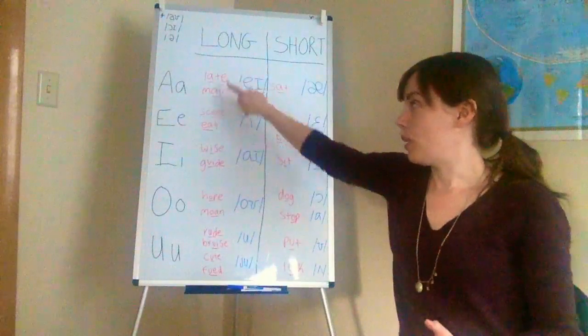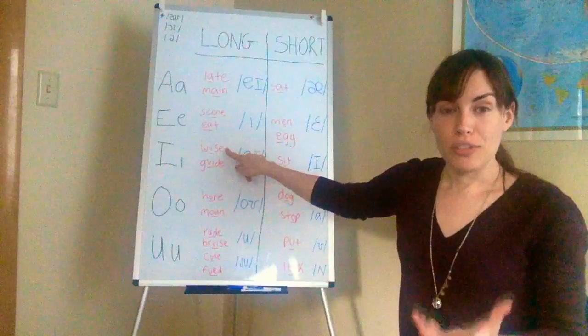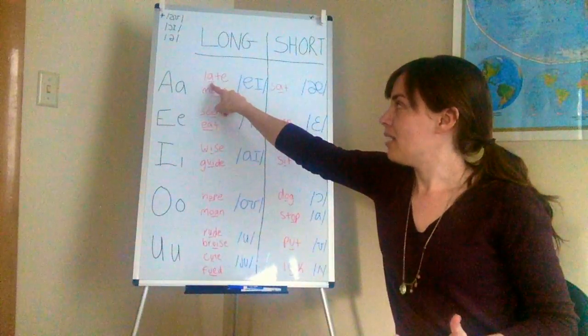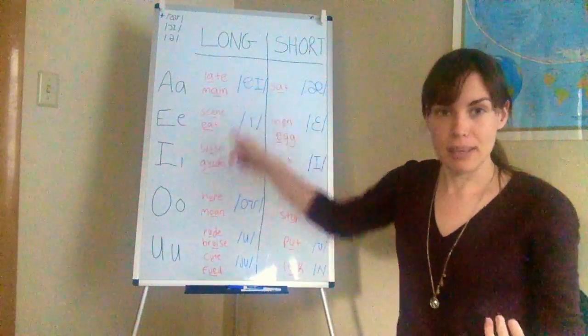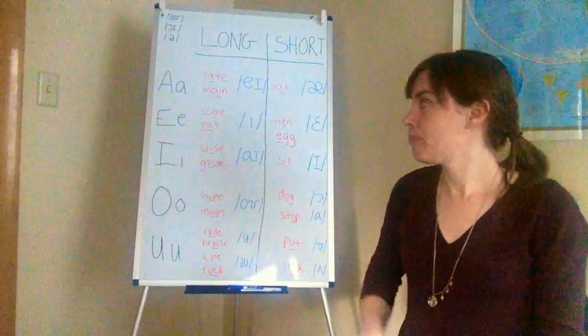For the first words, you know automatically which vowel to pronounce because it's written there. So late is spelled with an A, so you know it's the long version of the letter A. It's A. Same for all the others. Now we're going to go over the short versions.